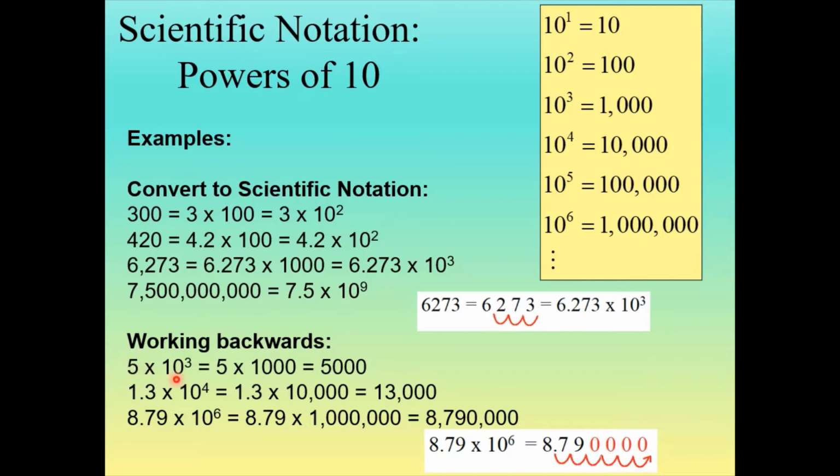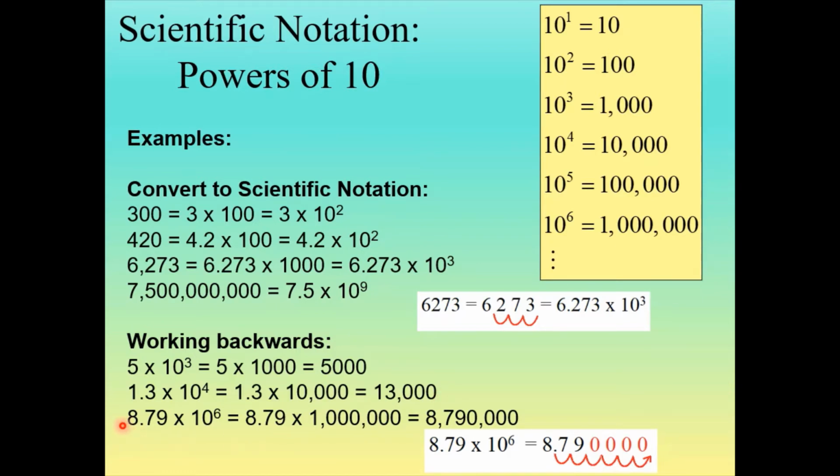So if we have 5 times 10 to the third, well, we can just write that as 5 times 1,000, using this here, 10 to the third is 1,000, which is 5,000. If we have 1.3 times 10 to the fourth, that's 1.3 times 10,000. Okay, and that is equal to 13,000.